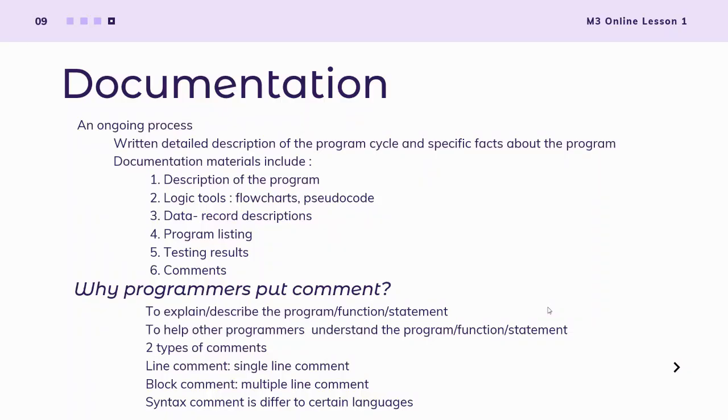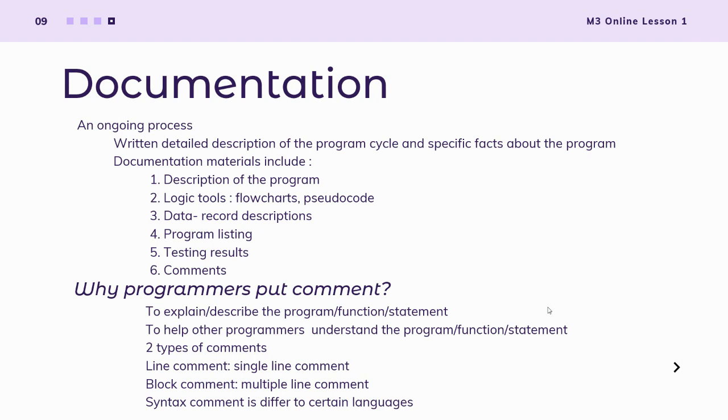When we create our program, or follow the steps of our program development cycle, we need to have proper documentation so we will not be lost. A documentation is a written detailed description of the program cycle and the specific facts about the program. This documentation material includes the description of your program, the logic tools that you will use, such as flowcharts or pseudocode, the data record descriptions used in the program, the program listing, the testing results or the results of your program, and the comments. So, why do programmers put a comment in their program?